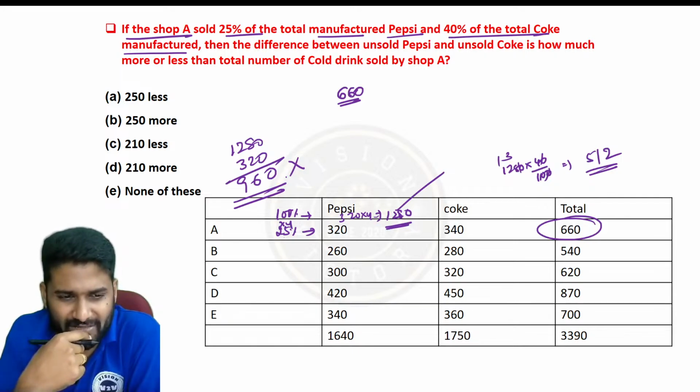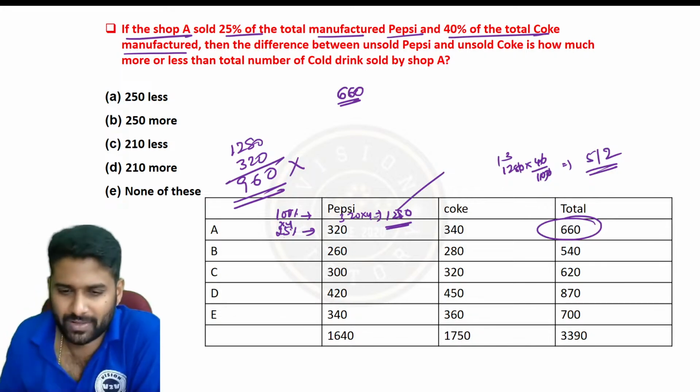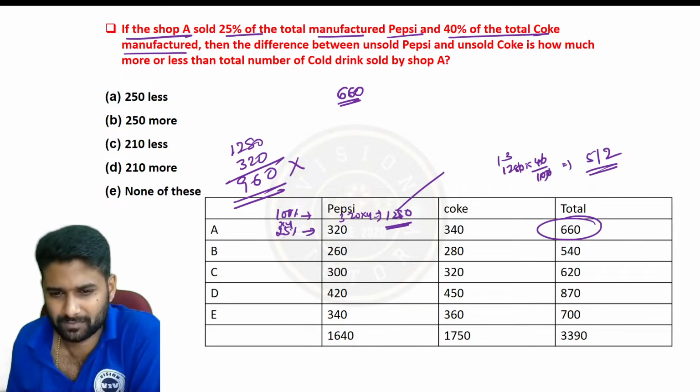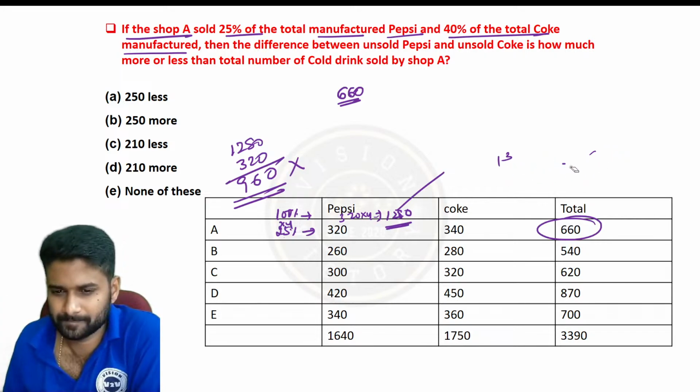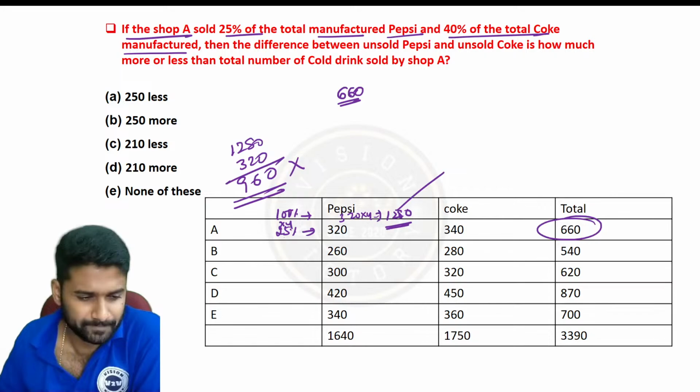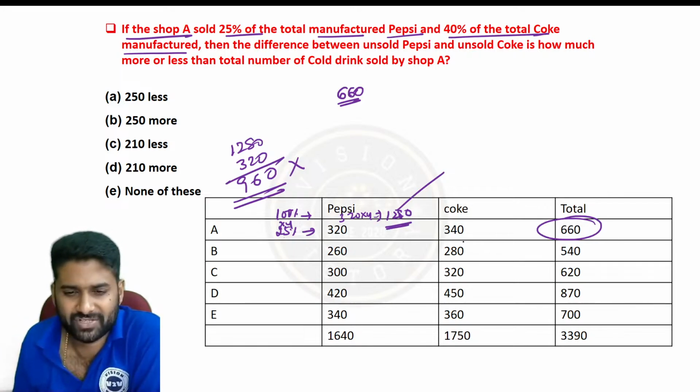And 40% of total Coke manufactured. Total Coke manufactured is 412. The total sold is 340. Okay, so give me a second. 40% is total Coke manufactured.